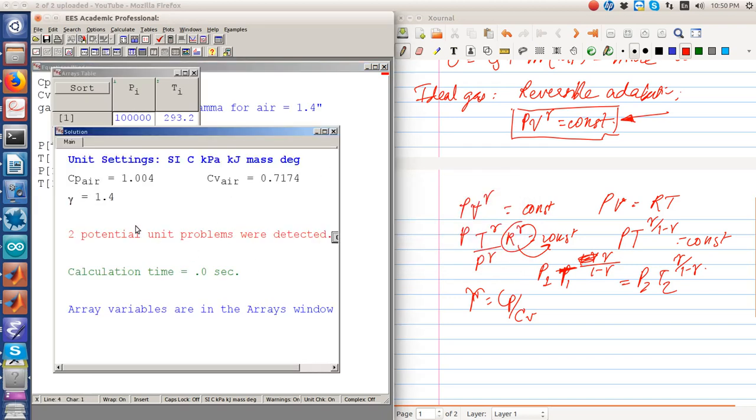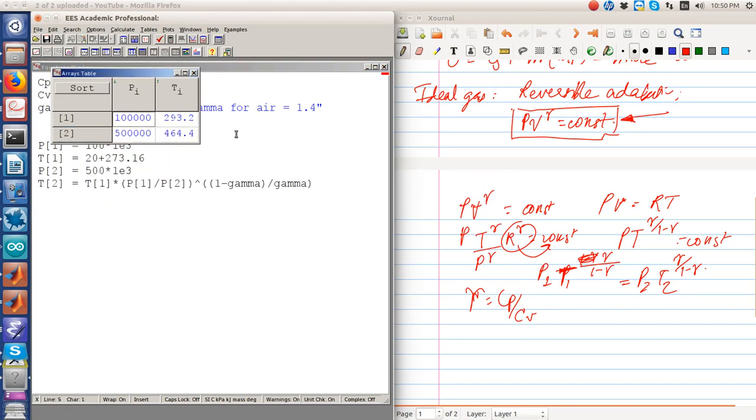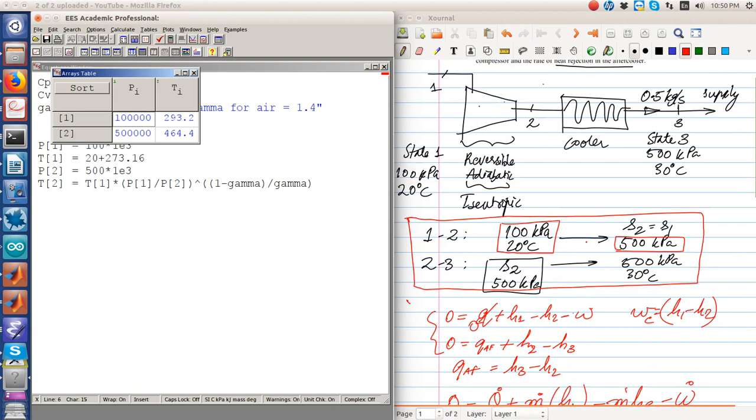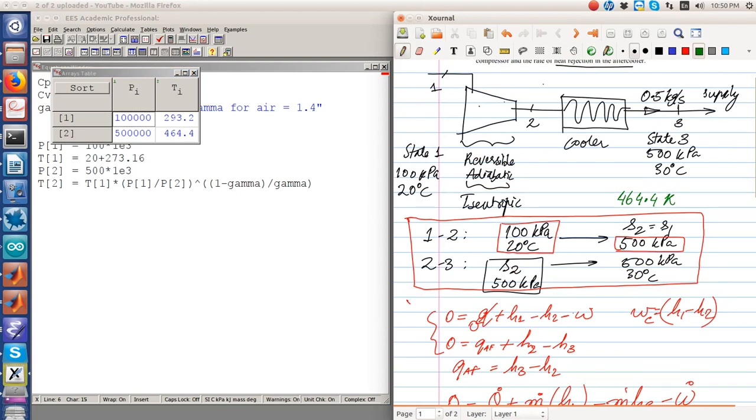So what is the intermediate temperature? The intermediate temperature is obtained as 464.4 Kelvin. So the initial temperature was 20 degrees, at 293 Kelvin. Because the air was pushed to a higher pressure, the temperature of air increased to 464, after which it is cooled from 464.4 Kelvin to 30 degrees Celsius, which is 303 Kelvin.